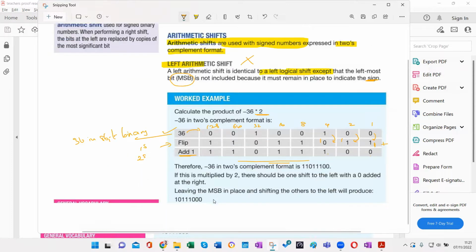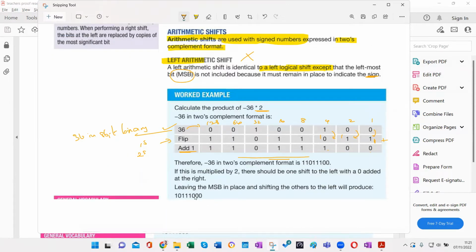Yes, sir. Okay. Now, what are we supposed to do? We have to take the minus 36 in 2's complement and perform the shift. Okay, so let me write this number again. 1, 1, 0, 1, 1, 1, 0, 0. This is minus 36 in 2's complement.